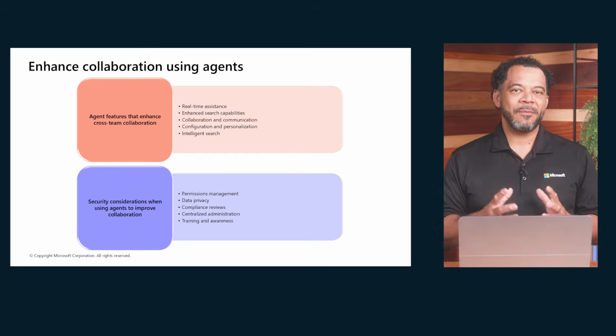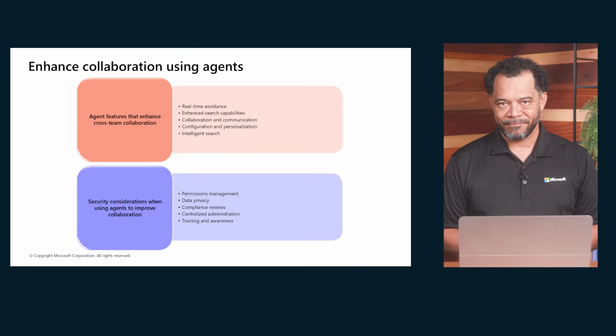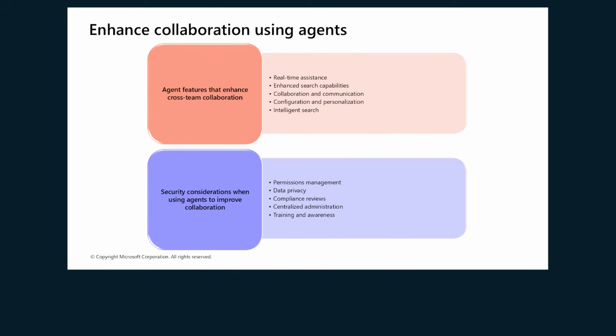Let's talk about something that really brings agents to life: collaboration. Because at the end of the day, it's not just about what an agent can do for you individually, but how it can help your entire team work better together. Agents are designed to enhance cross-team collaboration in ways that feel natural and intuitive. For example, in SharePoint, an agent might suggest relevant documents while you're working or offer tips on how to share content more effectively. It's like having a helpful colleague who's always one step ahead, guiding you through your tasks.